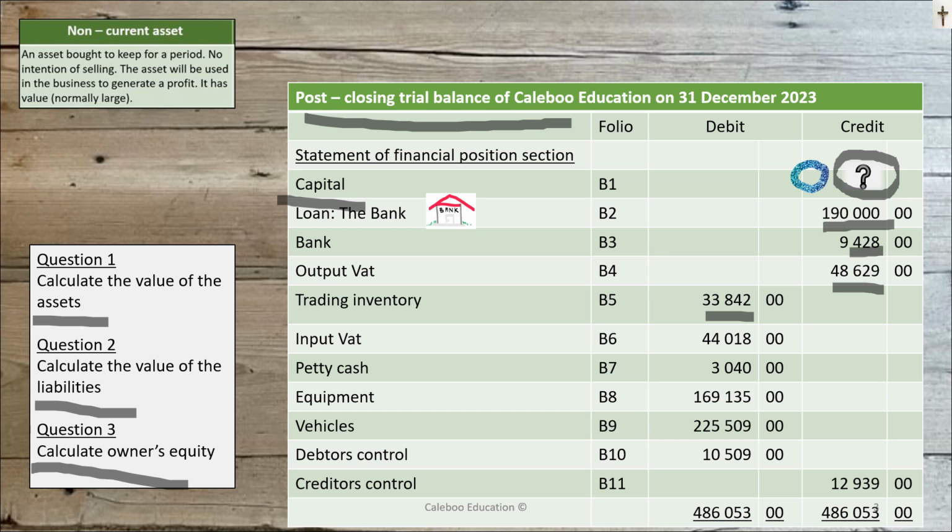And there you can see there's a definition of non-current assets. So what we need to do, all these items listed here, we need to categorize them because we need to determine which of the items are assets and which of the items are liabilities in order to calculate the capital amount, owner's equity. So what is a non-current asset? It's a long-term asset, an asset bought to keep for a period of time, and the asset is used to generate profit, for example, equipment.